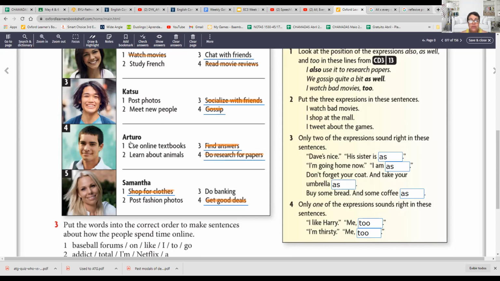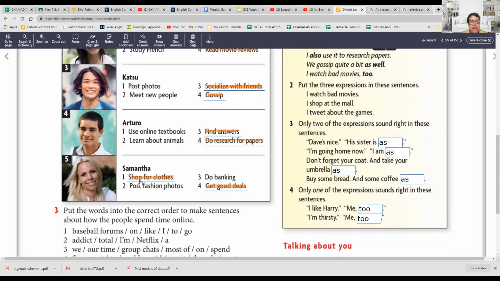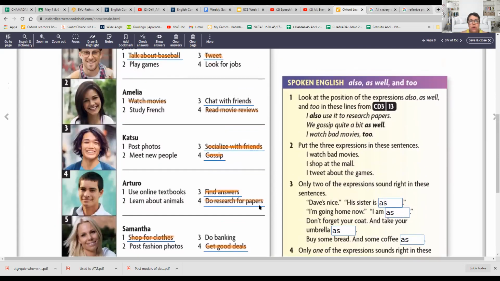So Arturo, like he said, is the nerd kind. Okay, so he likes to study online, find answers to difficult calculus, right? Samantha, she likes to shop for clothes and she likes to get good deals. So a lot of people like shopping online. I do it because it's necessary, but it's not that I like it. Okay. What about you? What do you like doing the most?